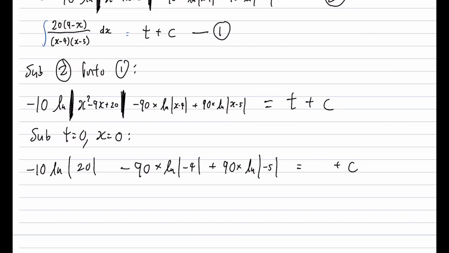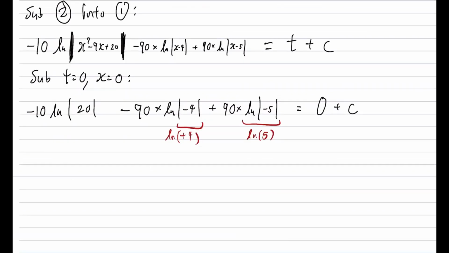Here, this is when it's very important to put in the modulus, because modulus of negative 4 will convert it into positive 4. So ln of positive 4 will be defined. Likewise for ln of negative 5. Must have the modulus, if not, this part will have a math error. Okay, then we can solve for c now.